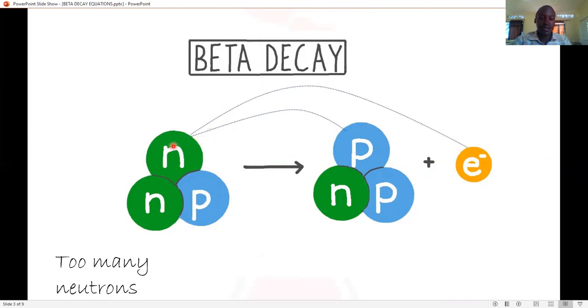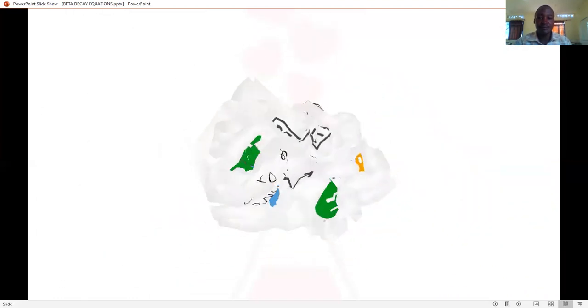As you can have a look at this neutron here, it will turn into a proton and then an electron at the same time. So that means we shall always form a new element because we shall have a different number of protons. And remember, atomic number is always what determines an element.